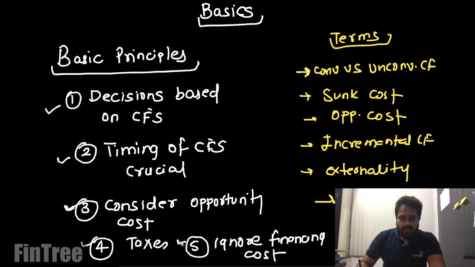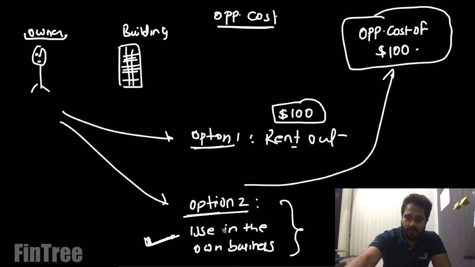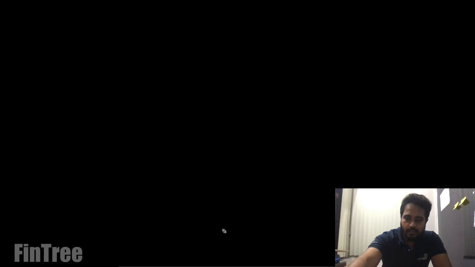And finally, the last point, which says ignore financing cost. It's a super important point. What does it mean? Listen to me very carefully now: it means that we should not consider interest as a cash outflow. Now, prima facie this seems counterintuitive, but it is not. It is actually a very solid point.